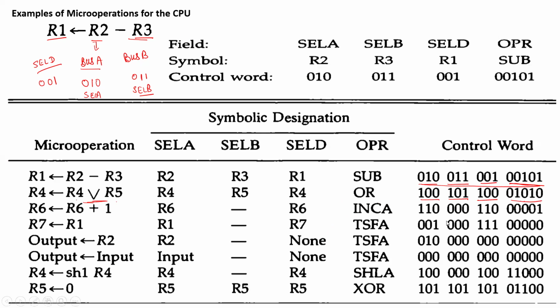Finally, in this topic, we have seen how the CPU is going to play its role, and with the help of the control unit and the control word, how we are able to perform the various arithmetic, logic, and shift micro-operations.